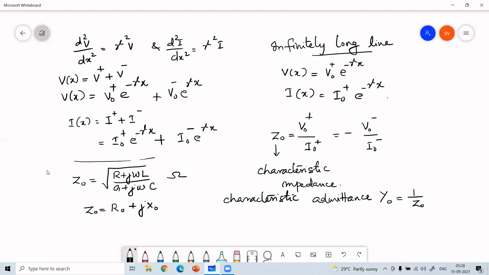So we have seen that the propagation constant, characteristic impedance, etc. are the characteristic properties of a transmission line. They are independent of the length of the transmission line. So the length of the transmission line does not appear in the expression for characteristic impedance, characteristic admittance, or the propagation constant. These quantities are all independent of the length of the wire. They depend only on the transmission line parameters such as resistance, inductance, conductance, capacitance, and also on the frequency of the signal, that is the angular frequency omega.